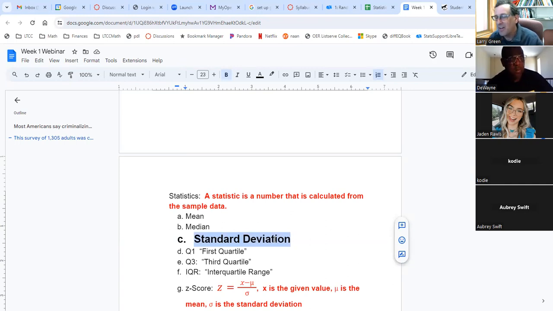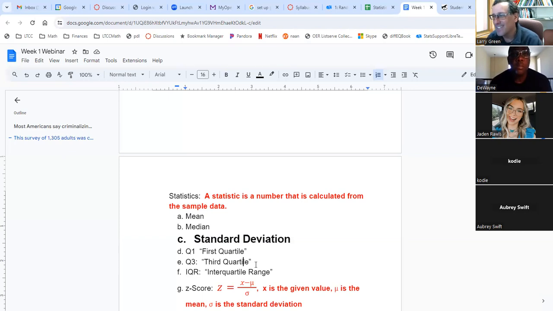So the standard deviation is kind of an average distance from the mean that the values are. Any questions on that idea? And why did I put it in giant font? Any guess? There's a reason. It wasn't an accident. Why did I put standard deviation in giant font?